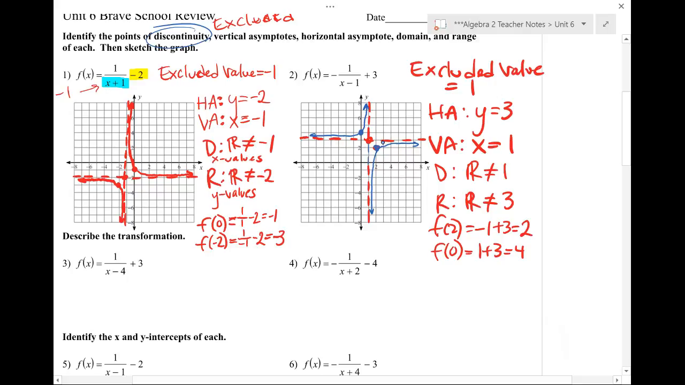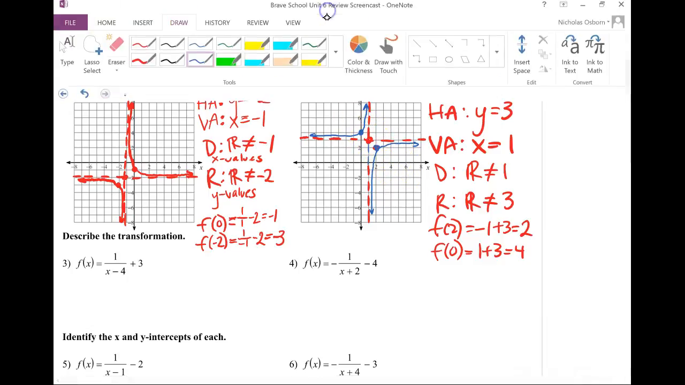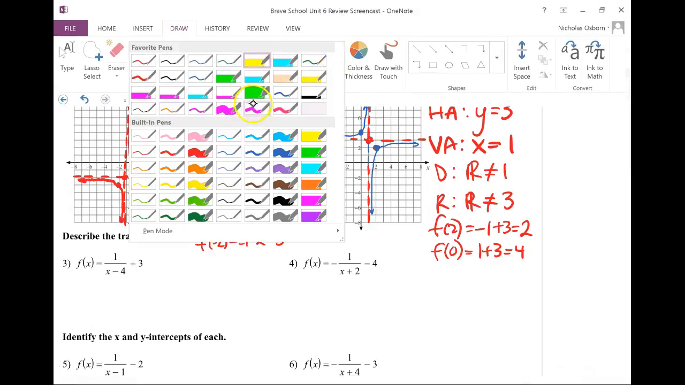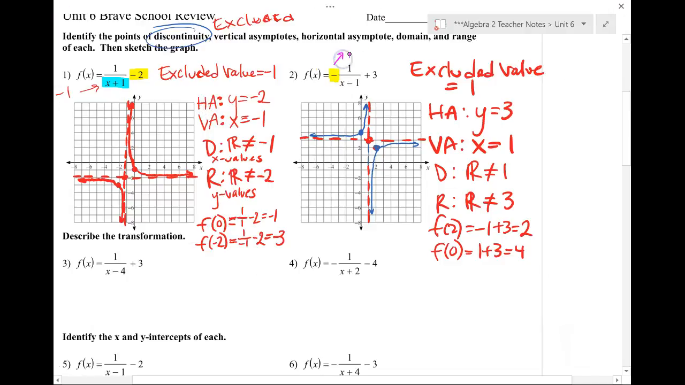Now, if you notice here, this graph, the lines have almost flipped. Before, on the graph to the left, you had a line here down in the bottom left and the top right. Now here, we have one in the top left and the bottom right. The reason that happened is because we had a negative in front of the function. Remember, a negative causes a reflection, or causes it to flip across the x-axis.